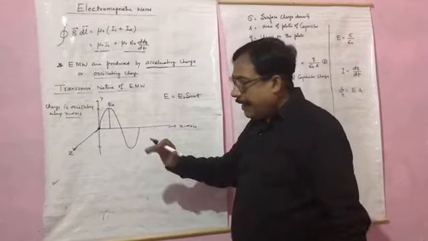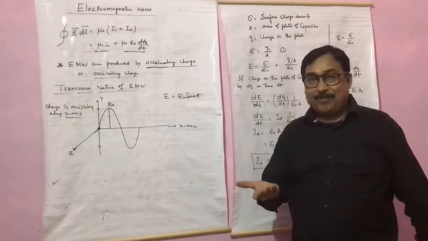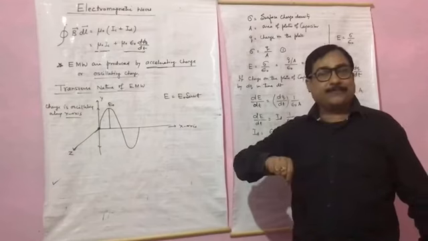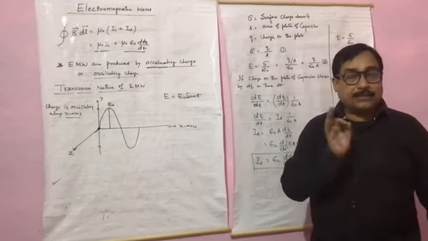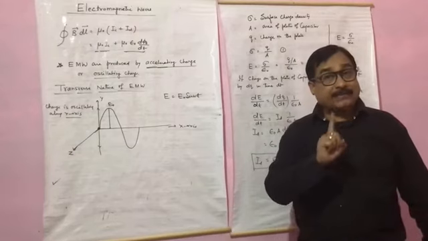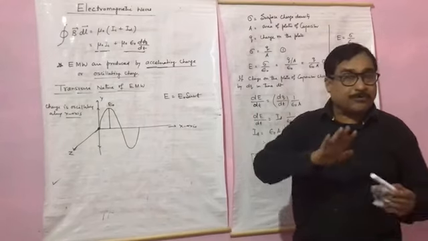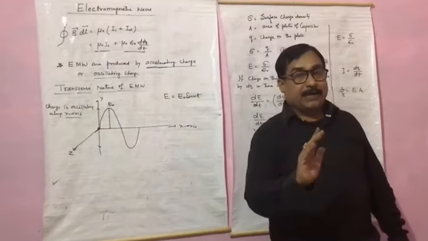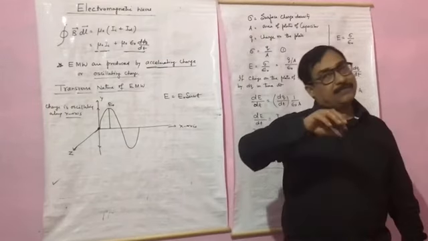Then, according to Oersted's experiment, whenever there is a current, there is a magnetic field. So a magnetic field is also associated with this moving charge. A moving charge is a source of both electric field as well as magnetic field. But what about a static charge? A static charge is the only source of electric field. So when a charge is static, only electric field is present, but a moving charge produces electric field as well as magnetic field.